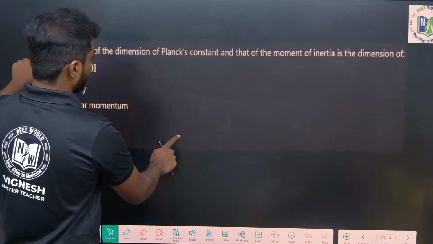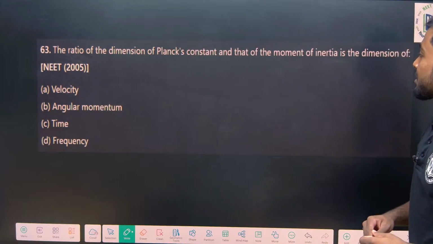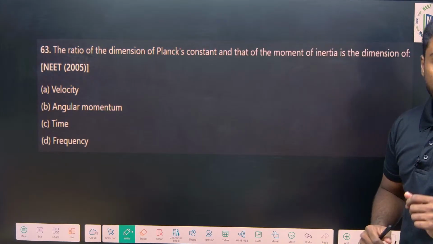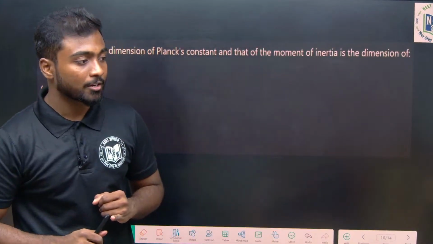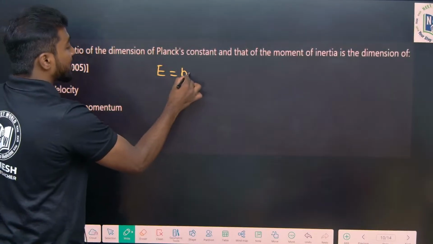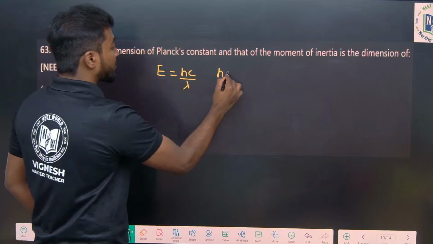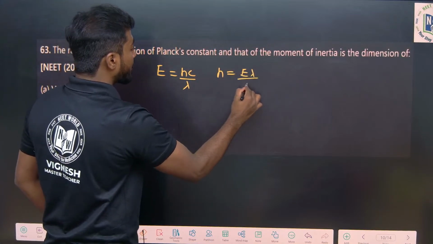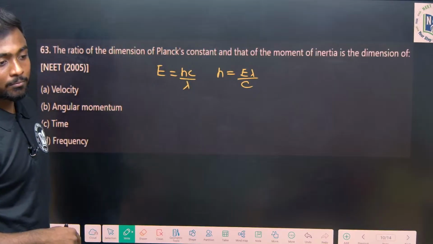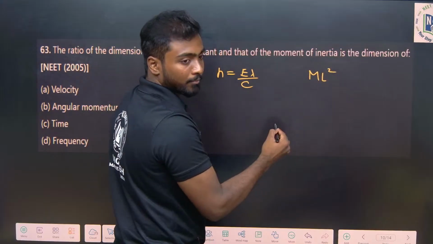Okay, the ratio of the dimension of Planck's constant and that of the moment of inertia is the dimension of. First I need to find the dimension of Planck's constant, then moment of inertia. Okay, see, E is equal to hc by lambda. Energy formula we know, where h is the Planck's constant, so h is equal to E lambda by c. Then moment of inertia, mass into M R square, so M L square. Okay, this is moment of inertia.